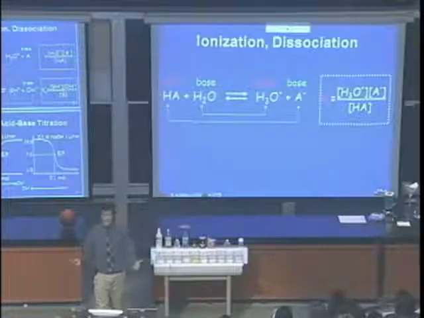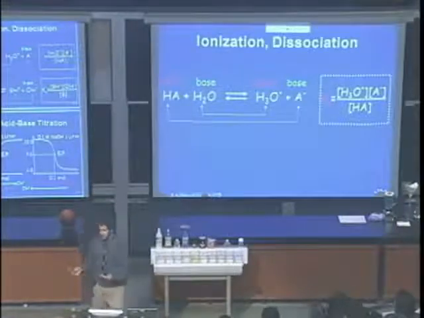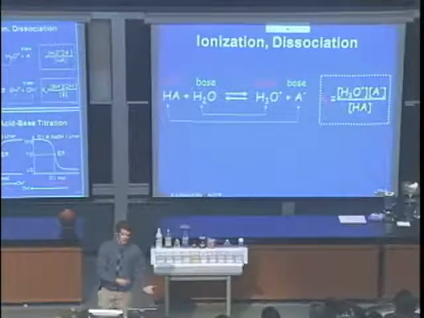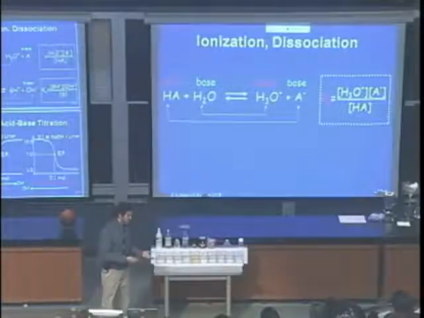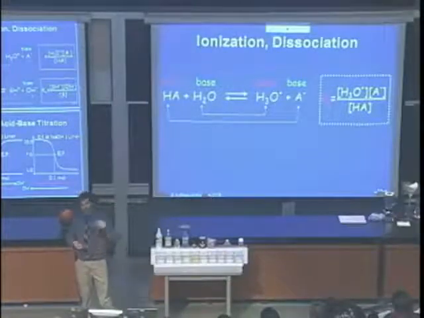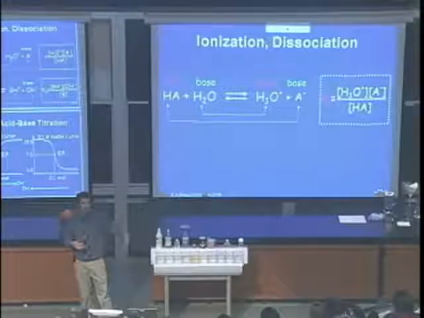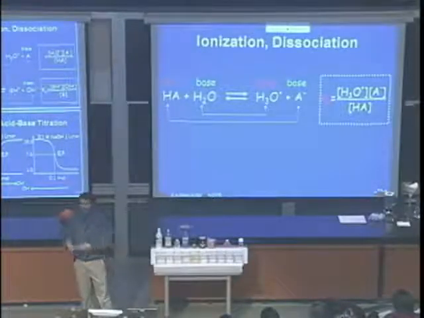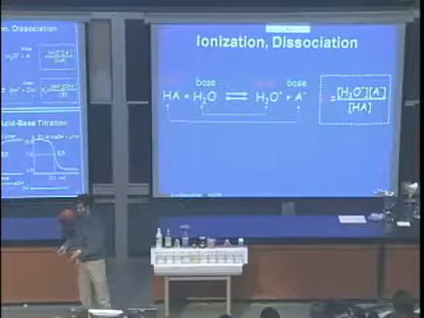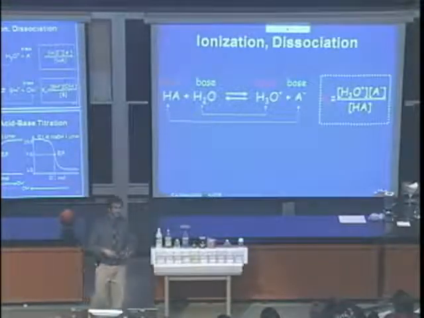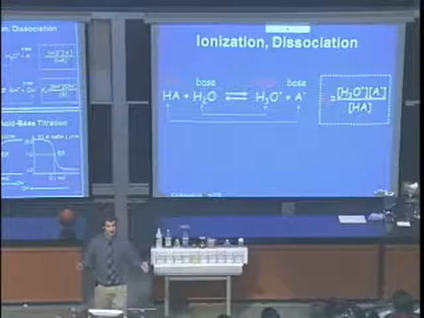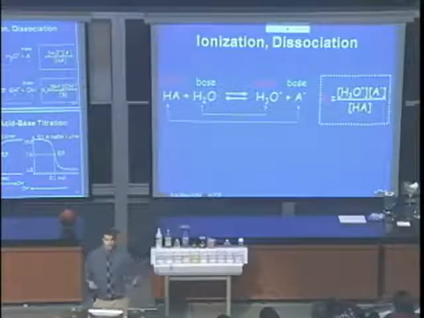So a large K value means a strong acid, and a small K value means a weak acid. And the general rule of thumb is if Ka is greater than 1, it's going to be a strong acid, and if Ka is less than 1, it's going to be a weak acid. And there's usually a several order of magnitude disparity between the two.